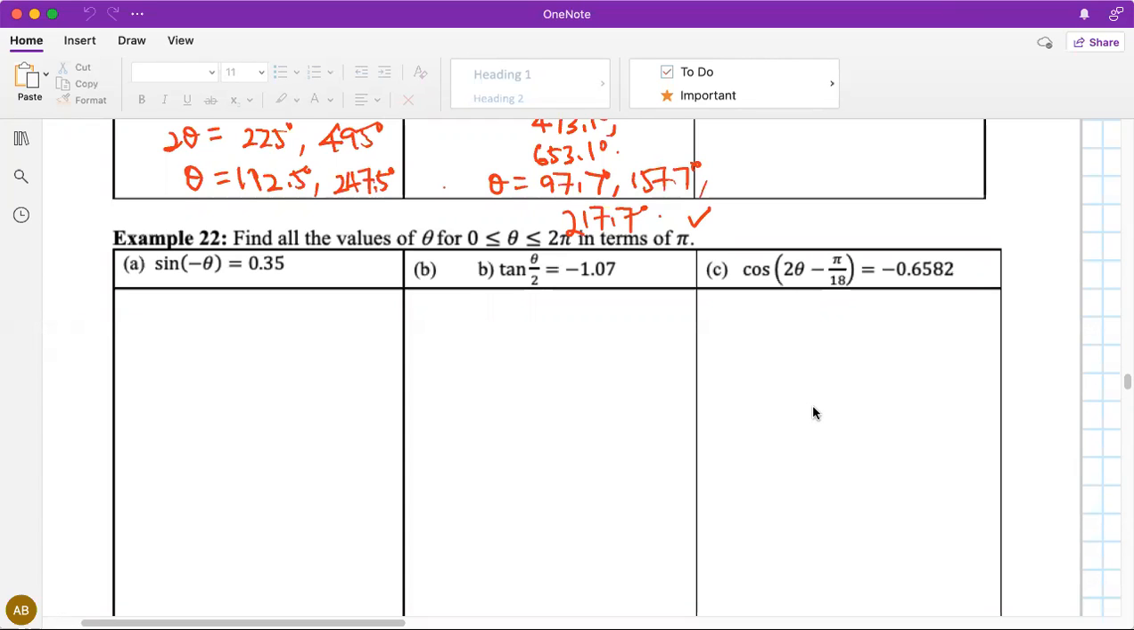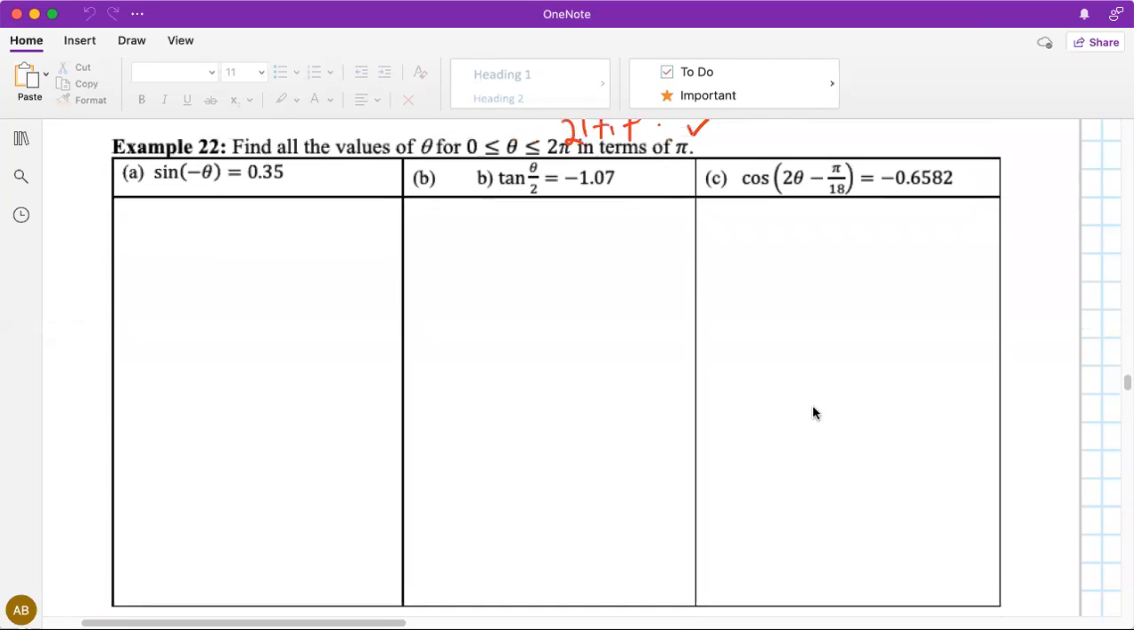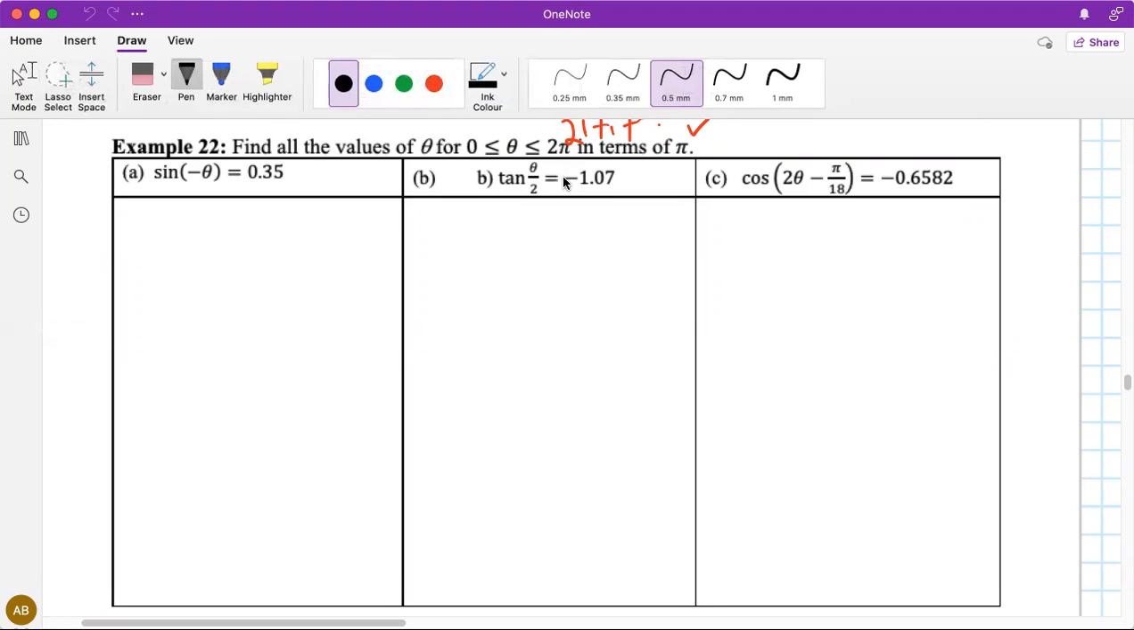Okay. So in this video, we are looking at example 22. Find all the values of theta for theta between 0 and 2 pi. Express your values in terms of pi. So A, sine negative theta equals 0.35. Sine negative theta is actually negative sine theta, so negative sine theta equals 0.35.